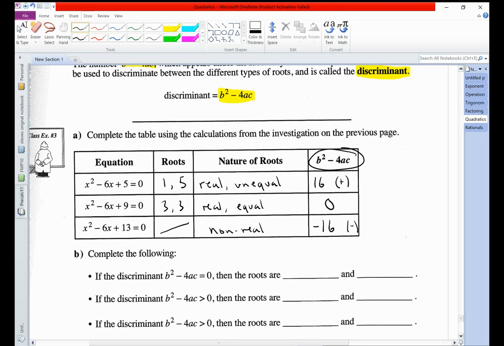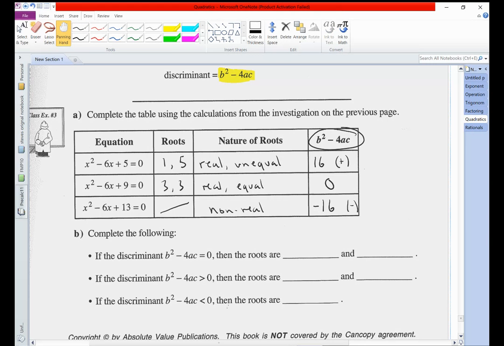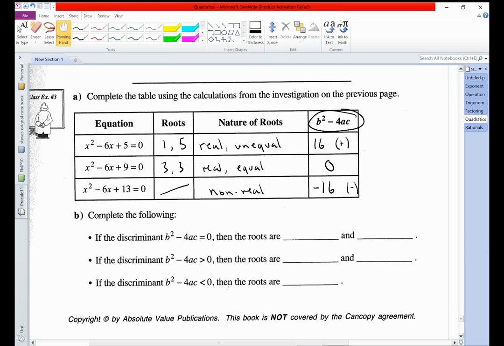So hopefully you realize now that if the discriminant is equal to 0, like in our middle case here, then the roots are real and equal. We should only have one root. If the discriminant is greater than 0, like the first graph, our roots are real and unequal. And if the discriminant is less than 0, the roots are non-real.